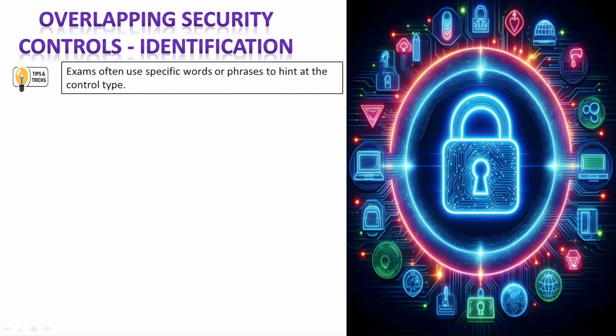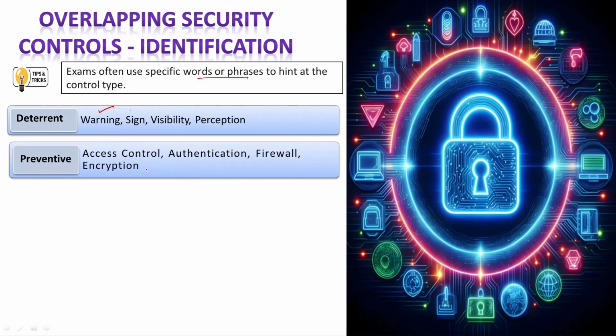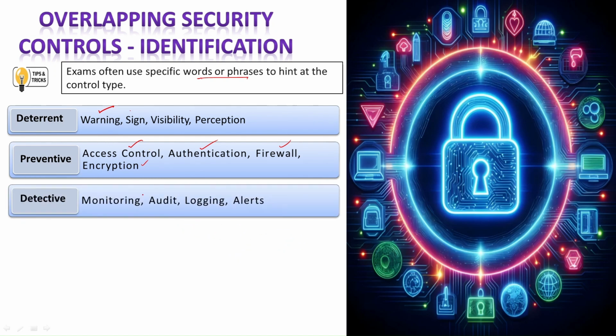So, let's suppose you are asked inside the exam about security control type identification. How will you identify the security control? These are some hints. The exam often uses specific words or phrases to hint at the control types. For example, deterrent controls include words such as sign, warning, visibility, and perception. Preventive controls may include words such as access control, authentication, firewall, encryption. Detective may include monitoring, audit, logging, and alerts.